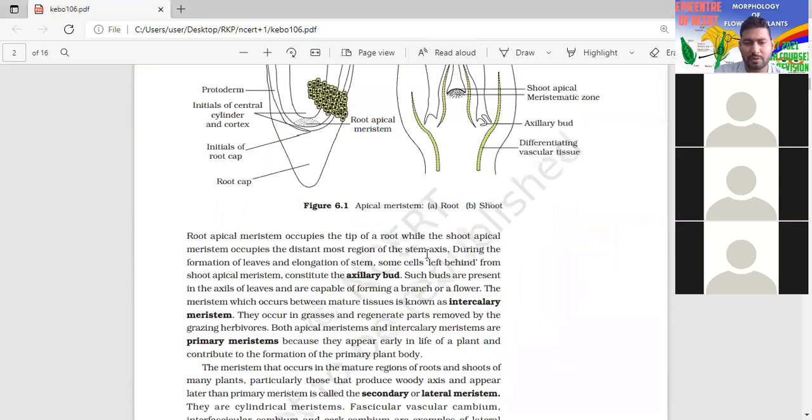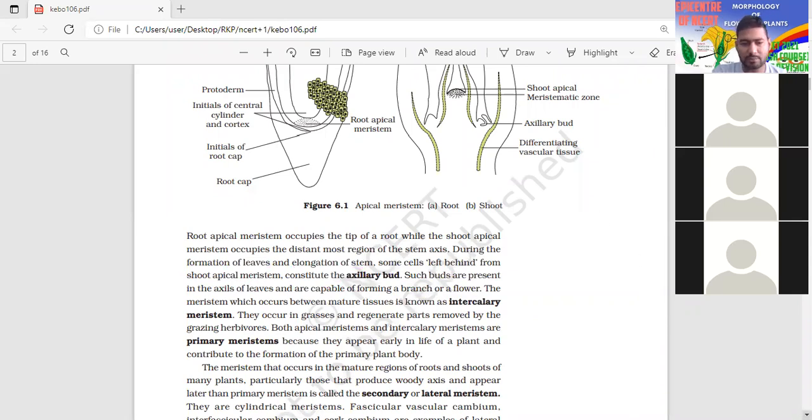Now they have given: during the formation of leaves and elongation of the stem, there are two conditions, formation of leaf primordia and elongation of the stem. Some cells left behind from the shoot apical meristem constitute the axillary bud. The axillary buds in the axils of leaves are capable of forming a branch or a flower, that is, the floral axis.